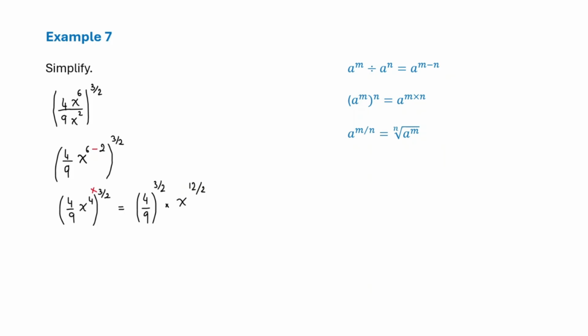The denominator tells us to take the square root, while the numerator tells us to cube the result. This gives us the square root of 4 cubed divided by the square root of 9 cubed multiplied by x to the power of 6. The square root of 4 cubed is 2 cubed, and the square root of 9 cubed is 3 cubed. So the expression becomes 2 cubed divided by 3 cubed multiplied by x to the power of 6. Finally, 2 cubed is 8, and 3 cubed is 27. So the expression simplifies to 8 over 27x to the power of 6.